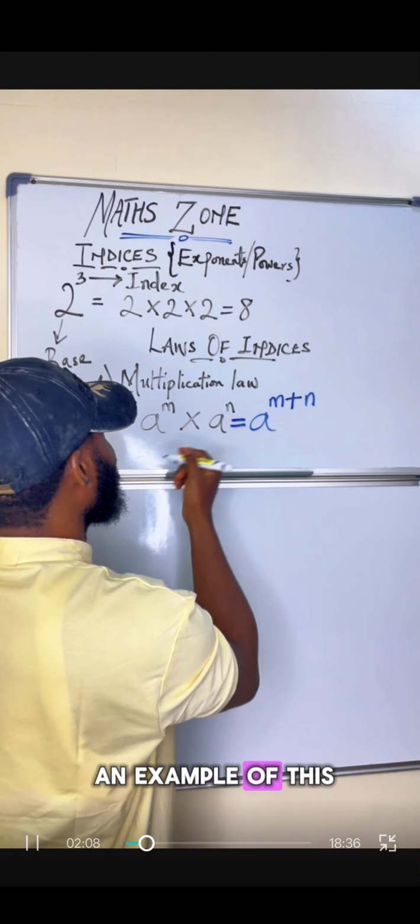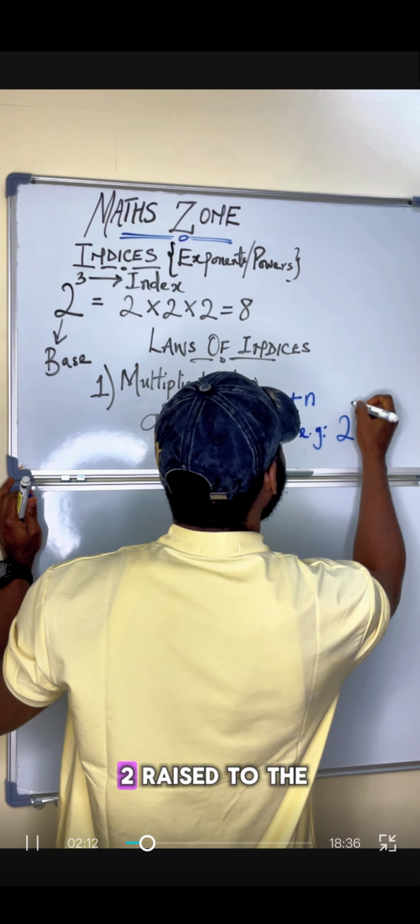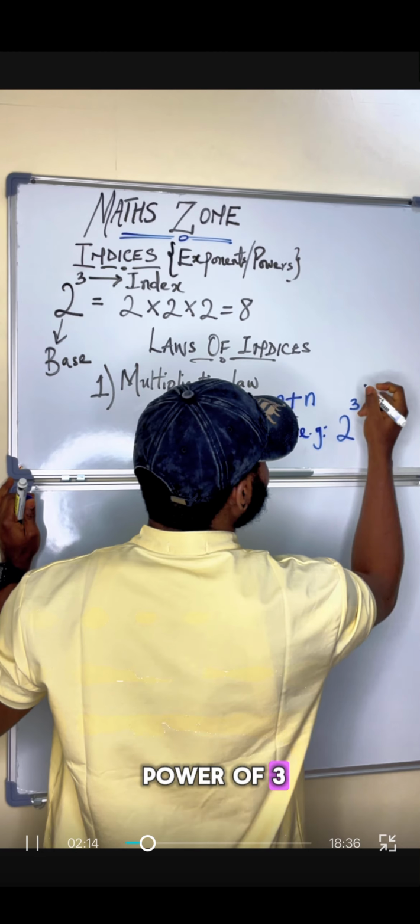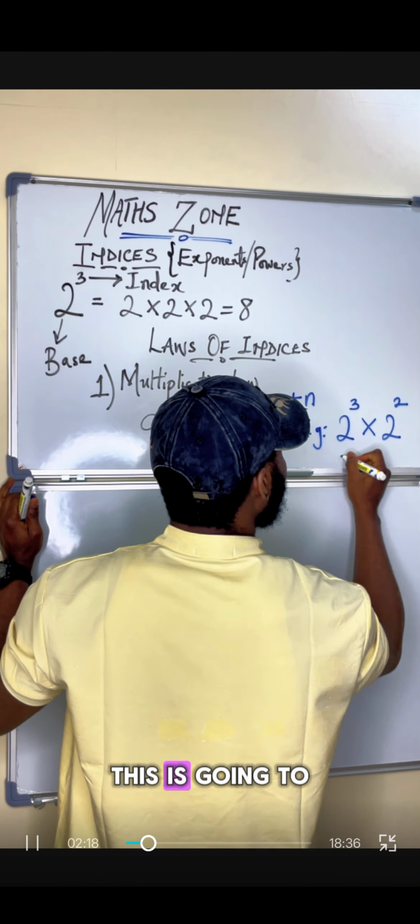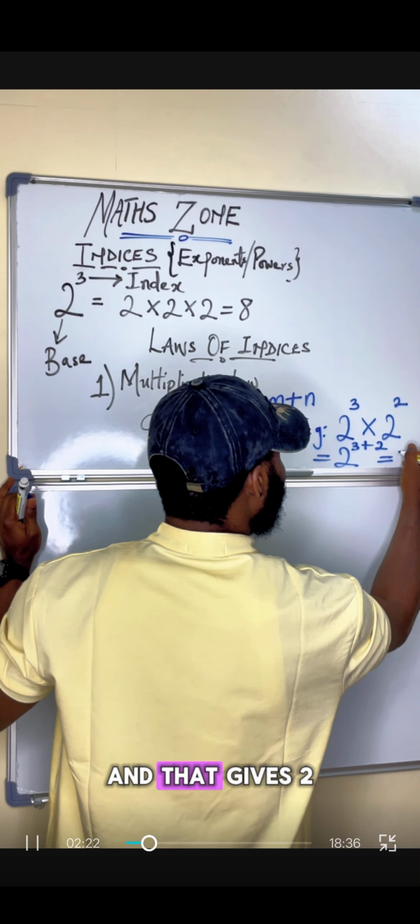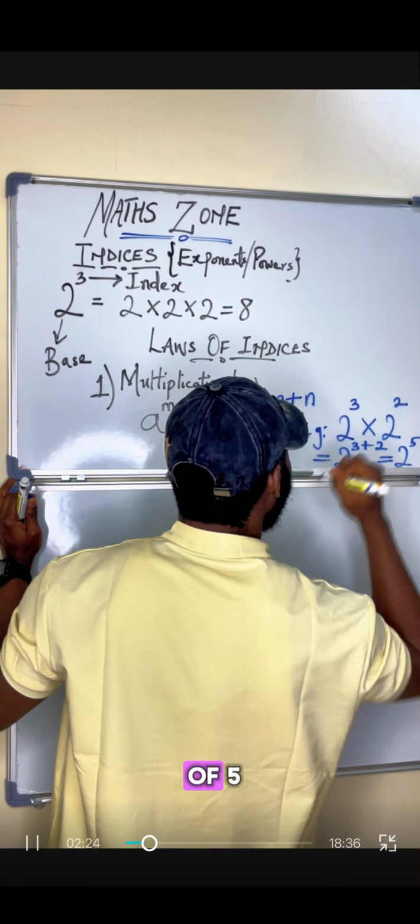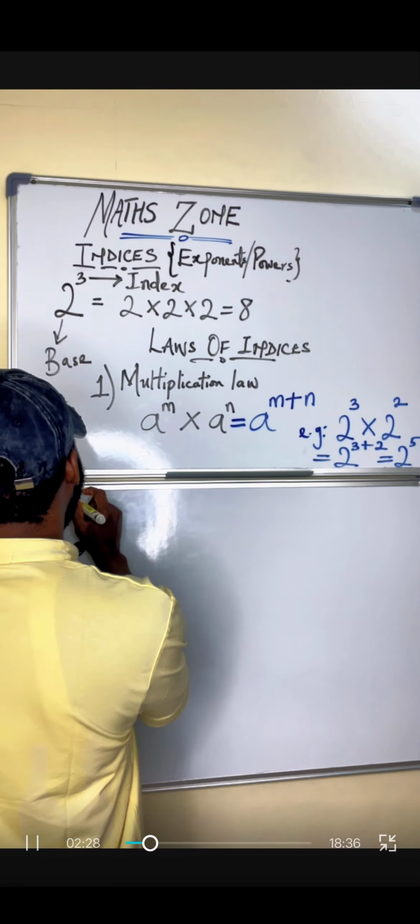An example of this: if you have 2 raised to the power of 3 multiplied by 2 raised to the power of 2, this is going to give us 2 raised to the power of 3 plus 2, and that gives 2 raised to the power of 5. Very good. That's the first law.